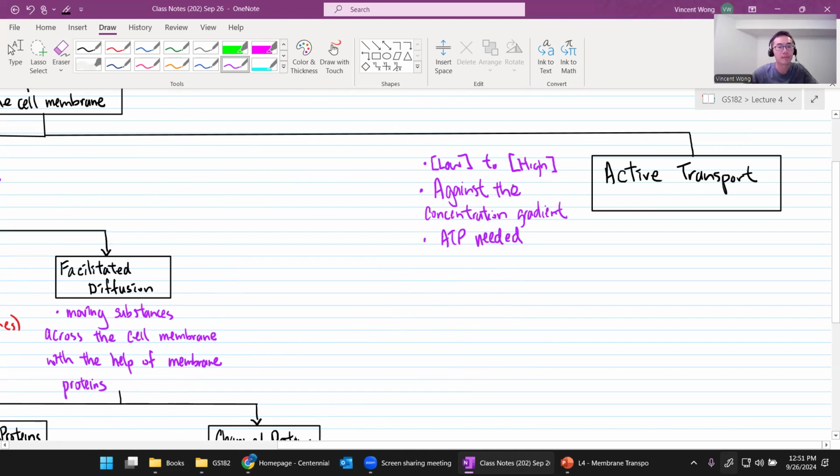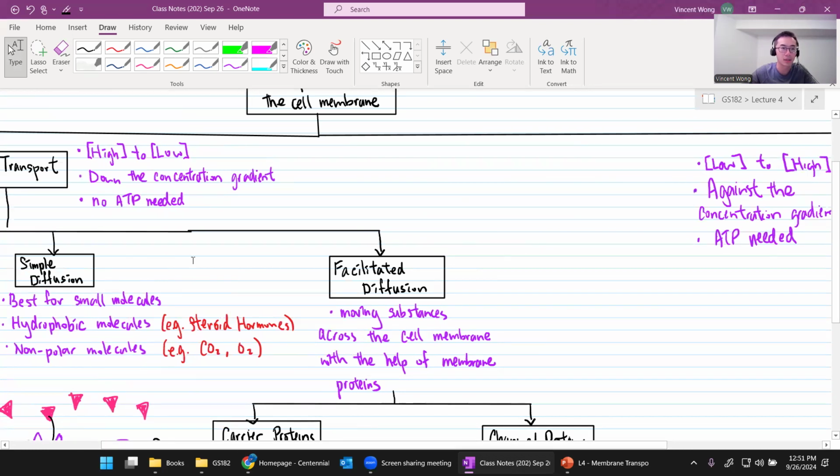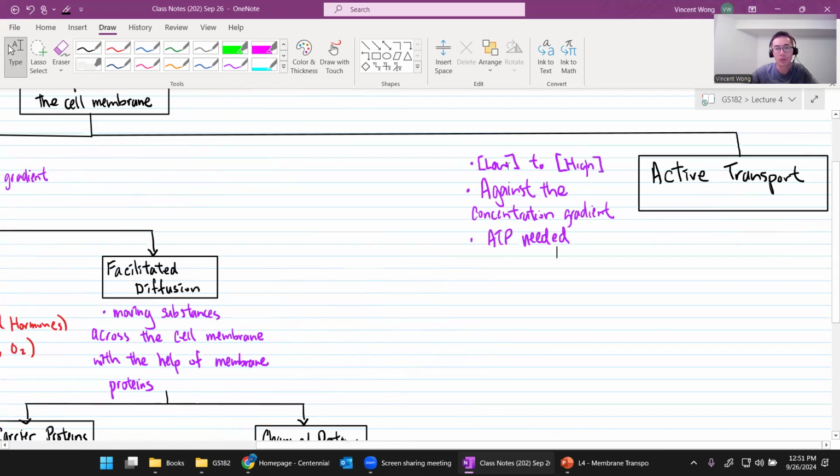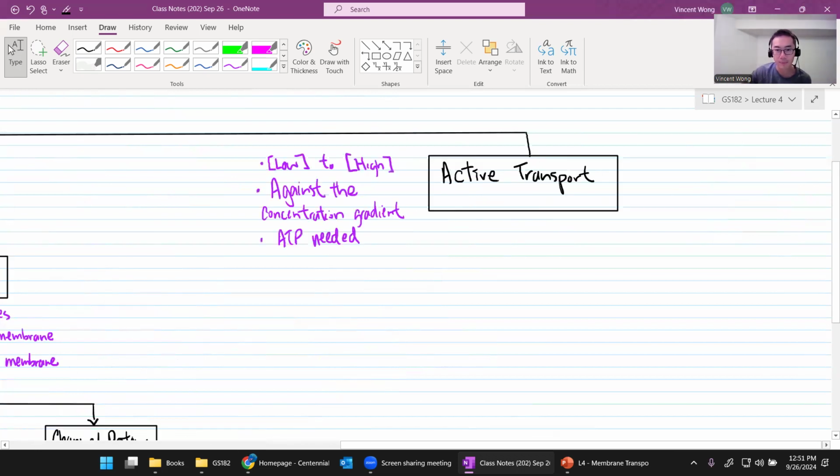Passive was high to, I'm sorry, what is it? Passive was high to low, no? Yeah, passive transport is high to low, that's right. And active would be low to high. Is that what I wrote before? Yeah, look, high to low for passive, low to high for active. It's like pushing a boulder uphill. That's gonna take some energy, right? As opposed to rolling downhill, no energy required.